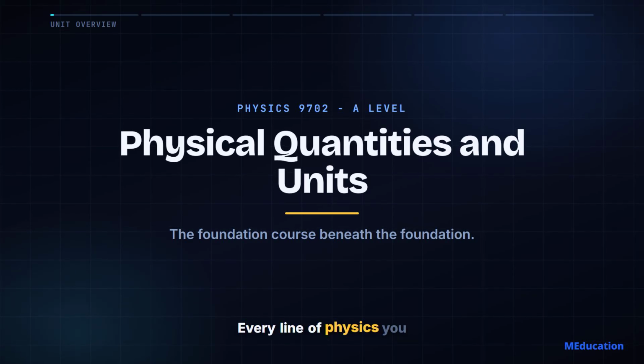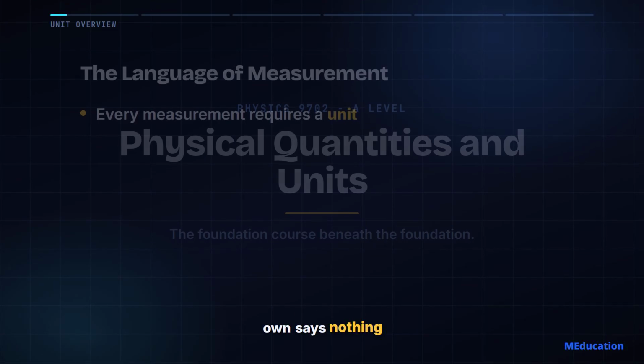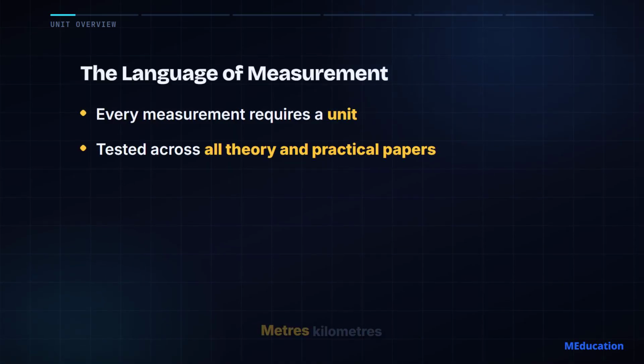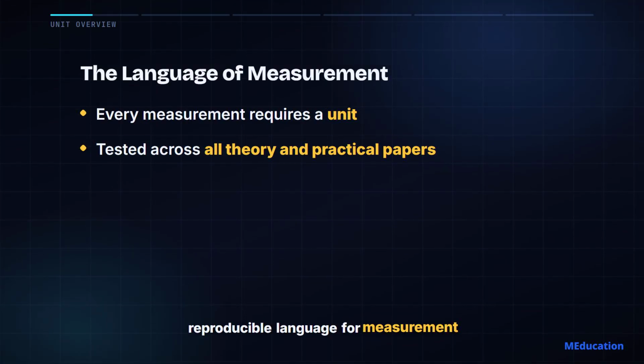Every line of physics you will ever write is a claim about the world. But a number on its own says nothing. "The distance is 5" is meaningless until you say 5 what? Meters, kilometers, light years? Physics only becomes a science the moment we agree on a shared, reproducible language for measurement.